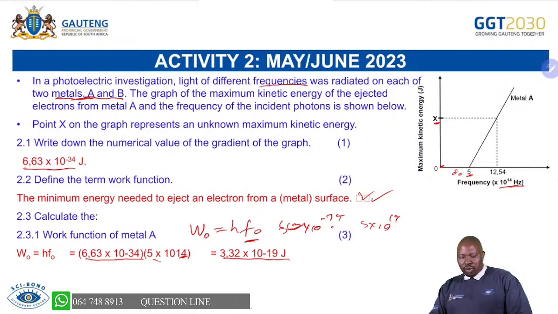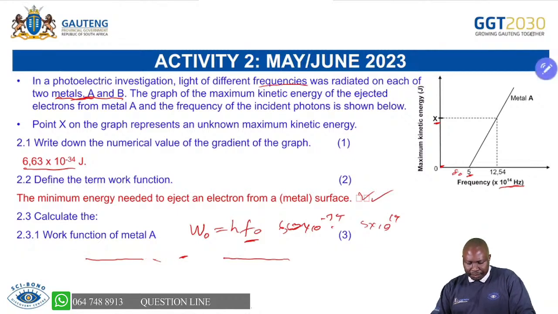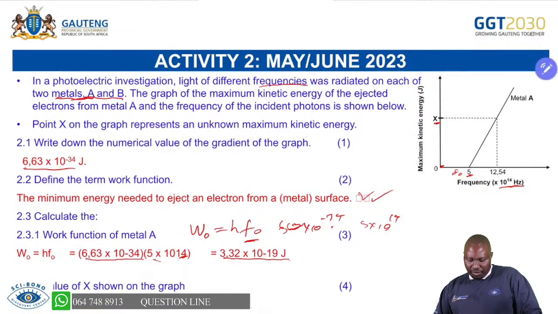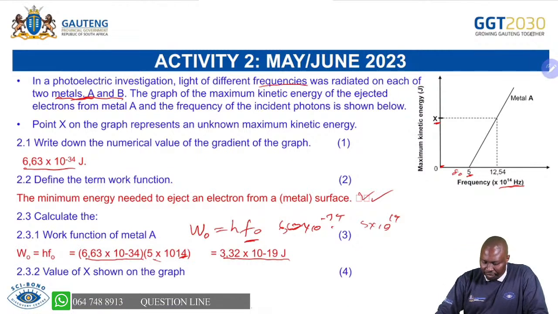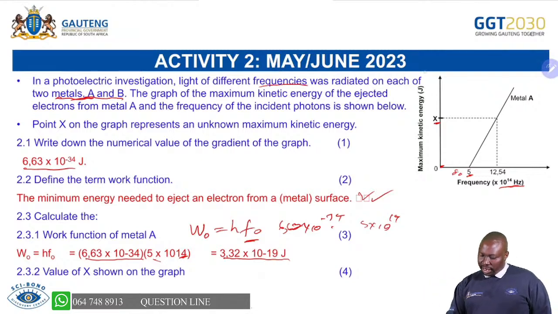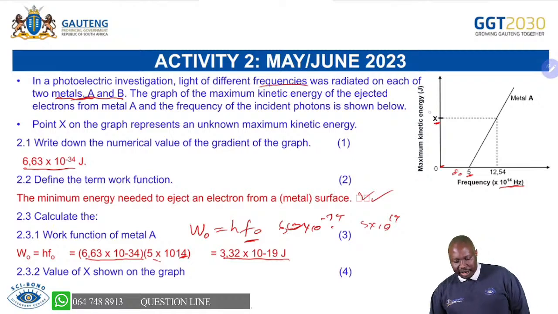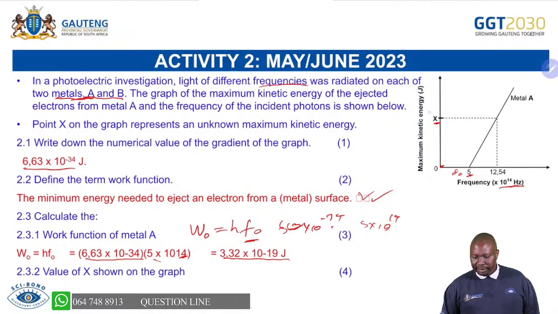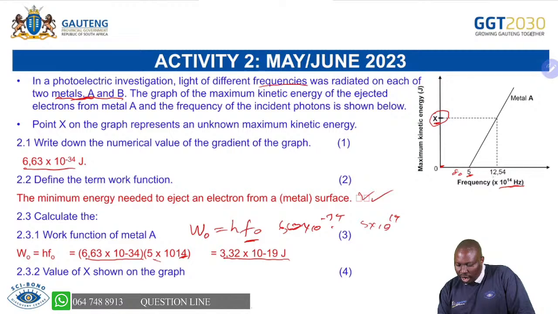I hope now you know how to calculate the work function, because we'll get many questions that want you to calculate the work function. Now, if we move on to the question for 4 marks, you have to determine the value of X shown on the graph. So you know X is kinetic energy. So you must be able to calculate the kinetic energy there. If you think, you will think about the equation that you can use. You see that for that maximum kinetic energy, frequency is 12,54 times 10 to the power of 14.